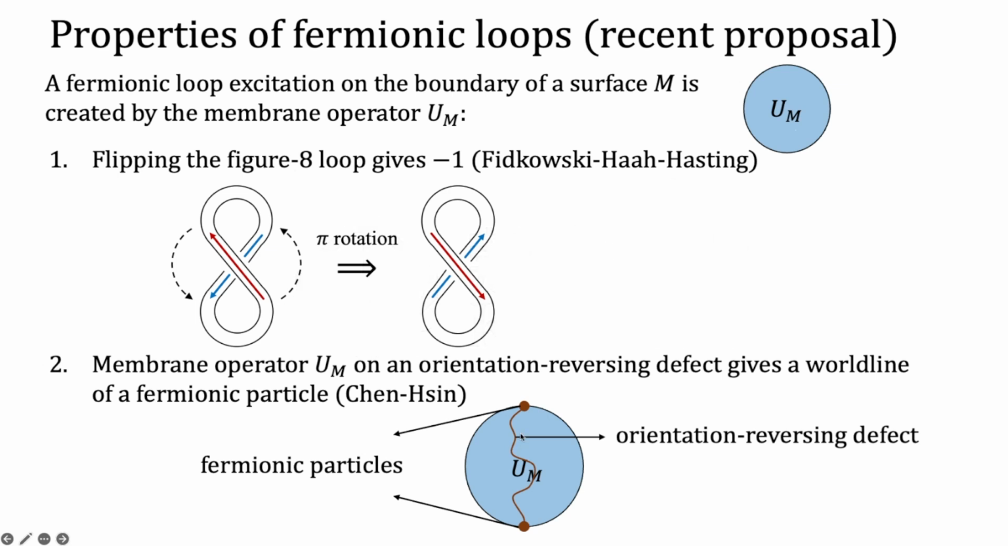Yeah, so these two properties sound very different, because one is about whether the loop flip can give a -1, and the other one is about when I apply this membrane operator on some defect, the endpoint of the defect will have some fermion excitation. And next, I will try to show the connection. Actually, try to argue that these two properties are equivalent.